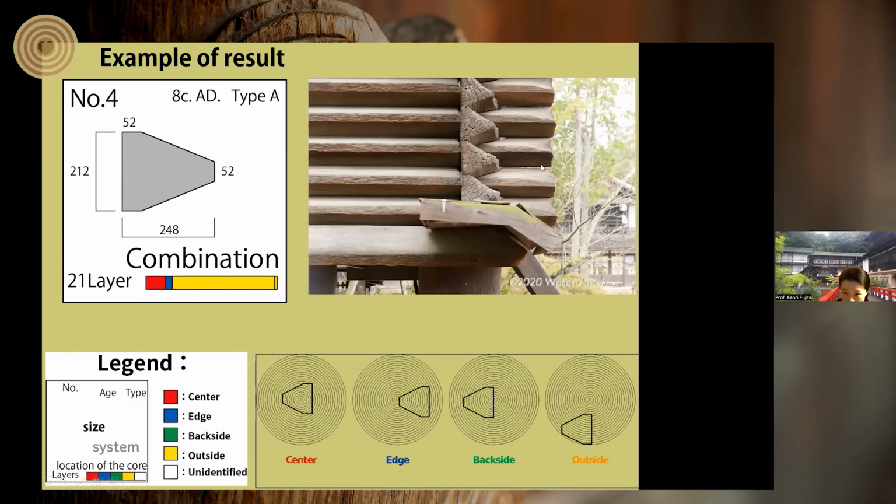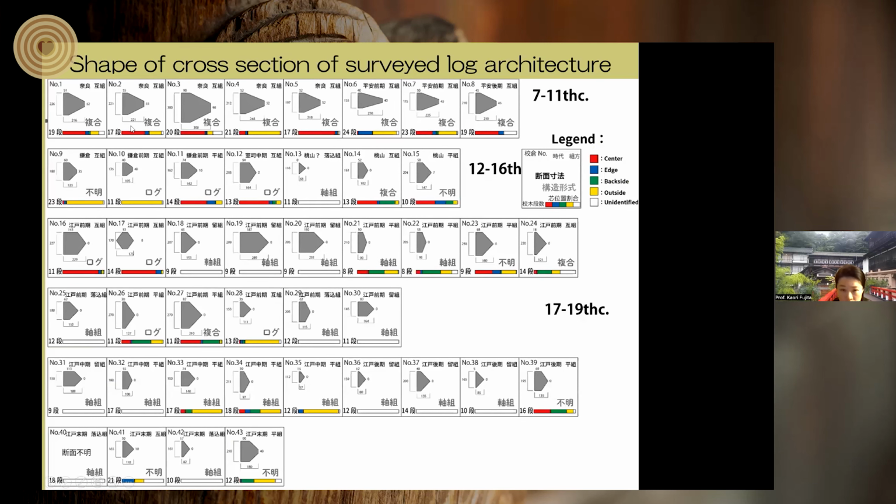This is an example. For example, in this building, we surveyed where the annual rings are. And in result, the yellow part, which is outside, this type was the largest in number of all the logs in this one building. So this kind of research survey we did for all the buildings. And all the size and the location of the annual rings, which we could identify, were surveyed.